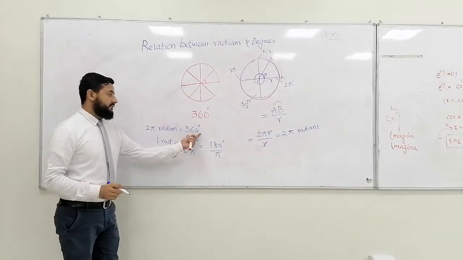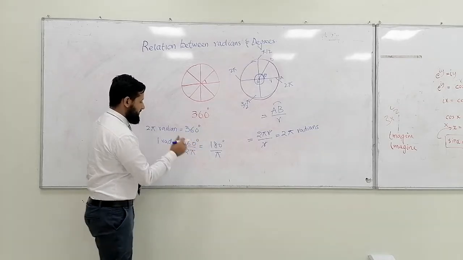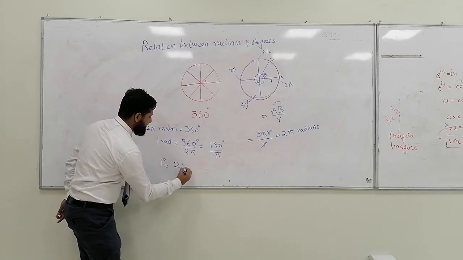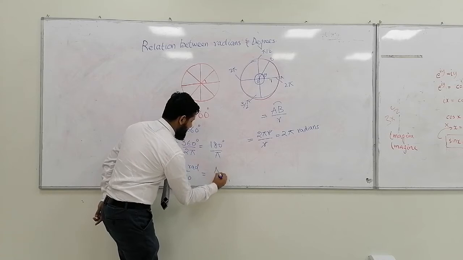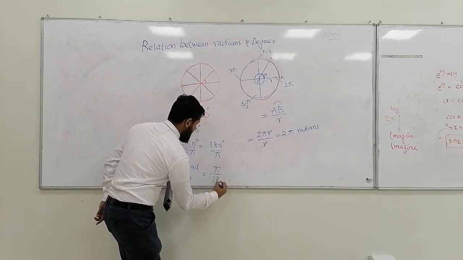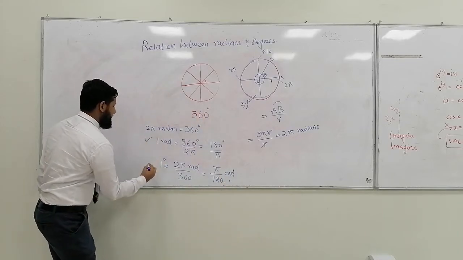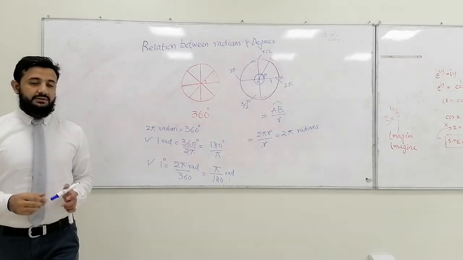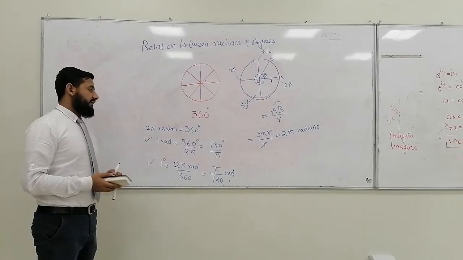Now if I want to know how much is 1 degree, I'll keep 1 here and move the 360 to the other side. 1 degree will be equal to 2 pi radians divided by 360. I can further simplify it, and this is going to be pi divided by 180 radians. These are the two important comparisons that you need to keep in your mind, which will help us in converting degrees to radians and the other way around.